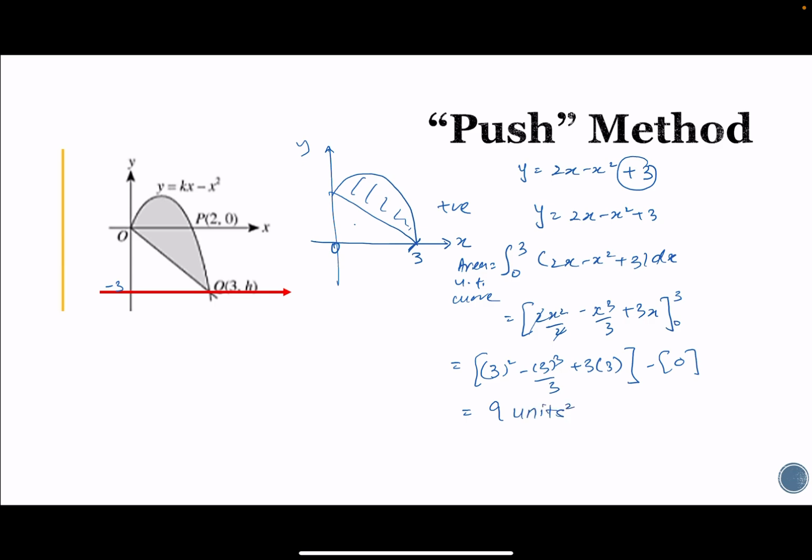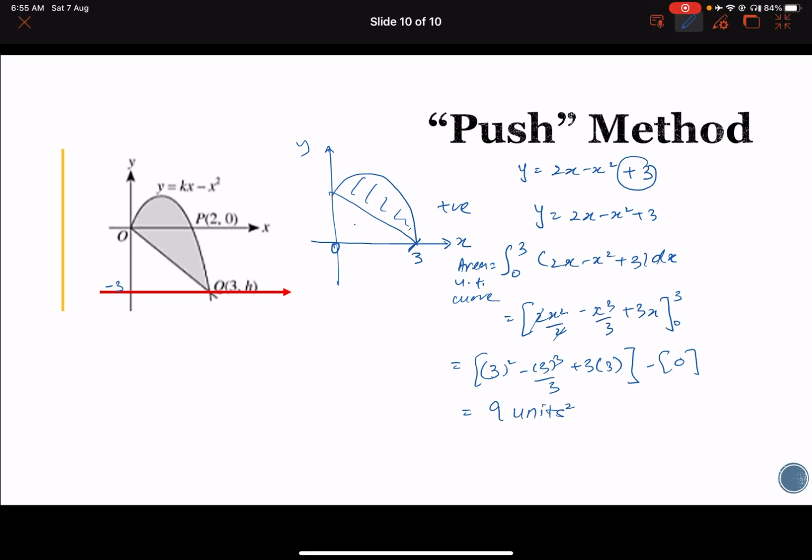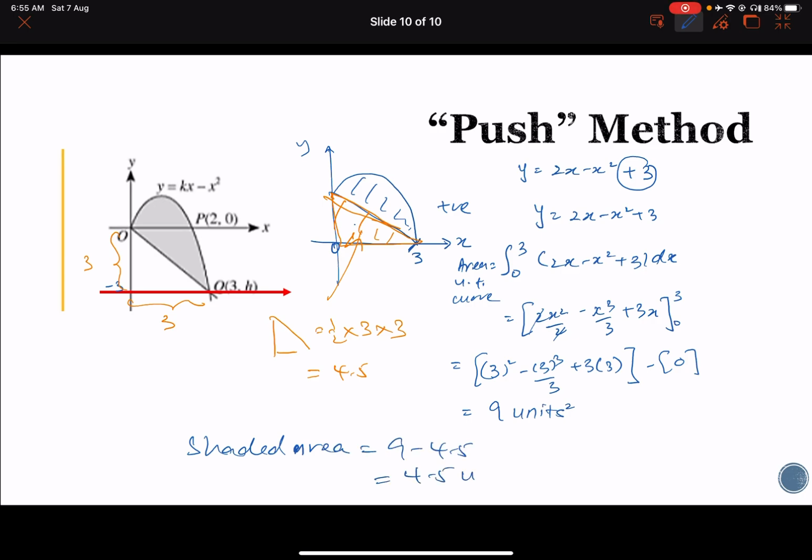Now, I still have to minus away this part here. Remember, earlier on we already knew that this is 3 units and this is 3 units. So this triangle area is half times 3 times 3, which will give me 4.5. In the end, my shaded area will be 9 minus 4.5, and you will also get it as 4.5 square units.